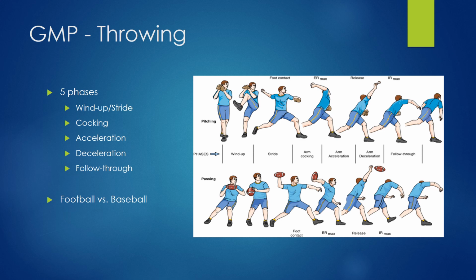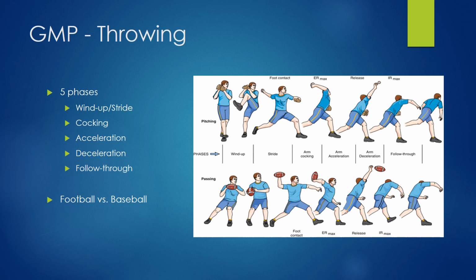So throwing. Let's take this example of just throwing an object. In this case, we'll be throwing a baseball and a football. When it comes to throwing, the motion can be broken down into 5 main phases. The first phase being the wind-up phase, which incorporates a stride, so wind-up or stride phase. And then the second phase is the cocking phase, and then acceleration, then deceleration, and follow-through.